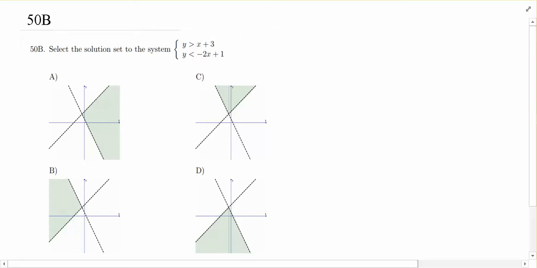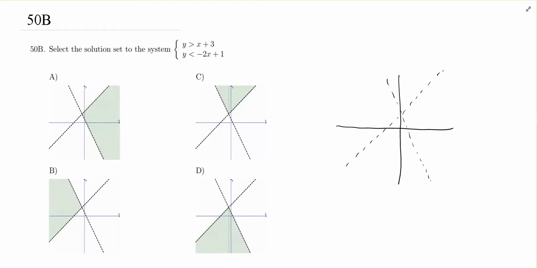So personally, what I would do is try to organize my work, which is always really important. I'd come off to the side and I would regraph those lines, noticing that this one that has the negative slope is above the origin, and similarly this one with a positive slope is also above the origin. Remember, the origin is a really important point when solving these problems because this can be our test point to see which way we're shading.